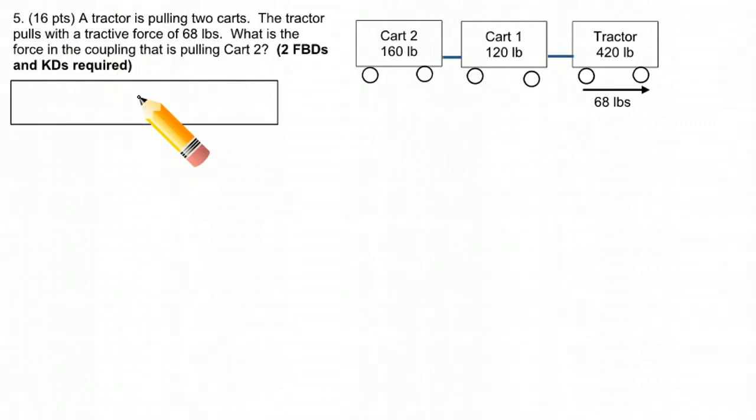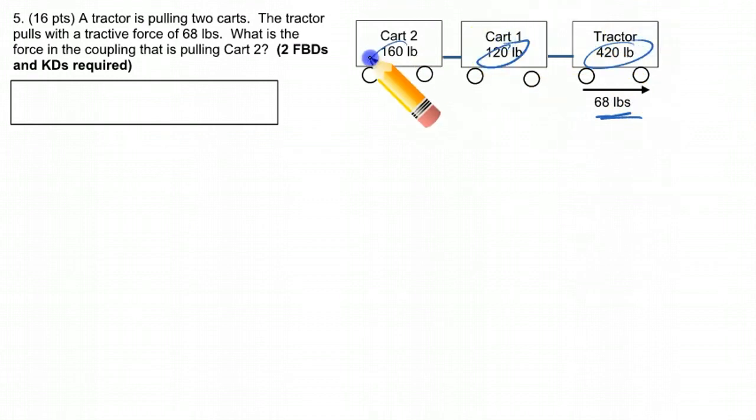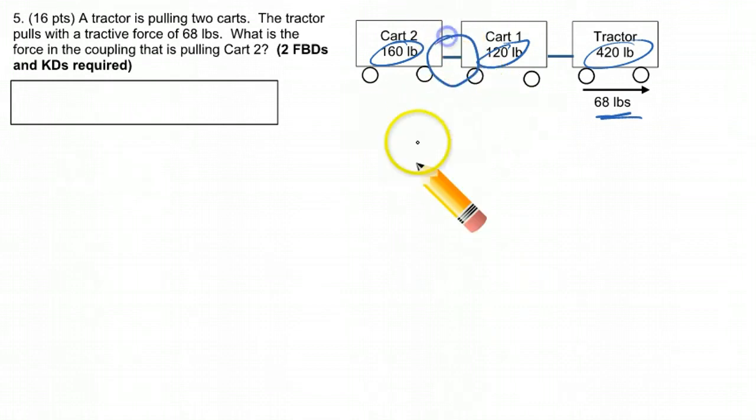Here we have a tractor problem. We're given information about the weights of the carts in the tractor. We're given a tractive force right there. There's our weights. We want to know the force in the coupling that's pulling cart 2. So we want to find that force in the coupling that's pulling cart 2.